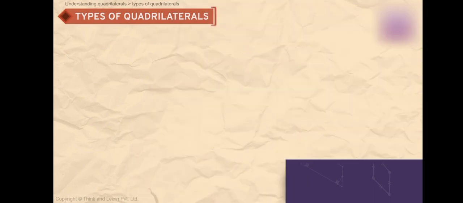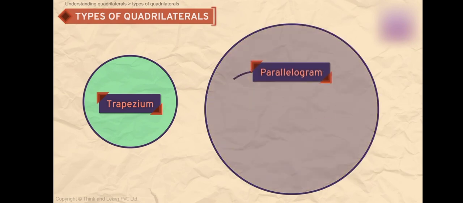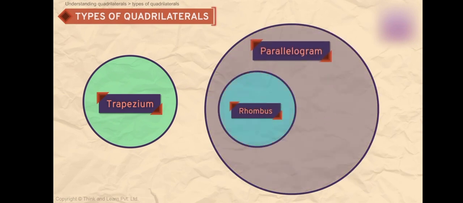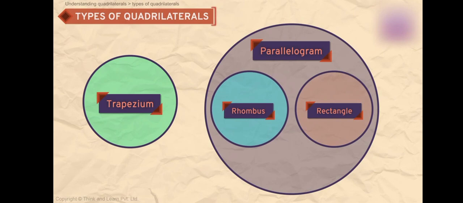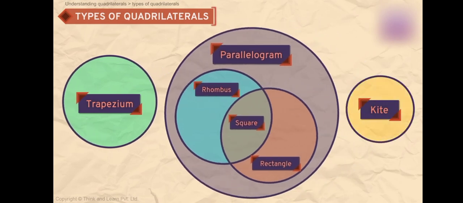Using Venn diagrams, if you want to represent quadrilaterals, it will look like this. Now trapeziums, parallelograms, some of them will be rhombuses, some of them will be rectangles. If I bring them together, the intersection, that is when it's a rhombus and a rectangle, it's a square. And kites, you'll have to represent in a separate circle outside. And the Venn diagram on quadrilaterals will look like this. It's very easy to understand. If you know Venn diagrams, you can easily connect how they are related.